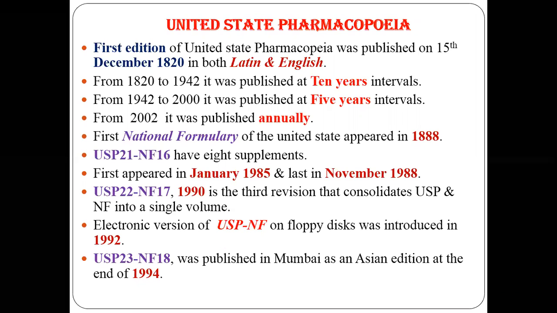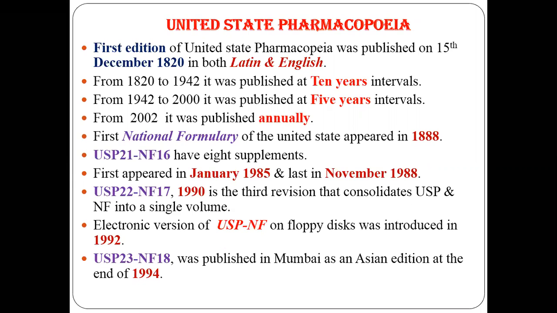Then the National Formulary of the United States appeared in 1888. The National Formulary generally comes along with the United States Pharmacopoeia. In combination, they used to publish it. It is called USP 21 and NF 16. So in combination, they publish these books nowadays. It first appeared in January 1985, when the National Formulary appeared in combination with the Pharmacopoeia.